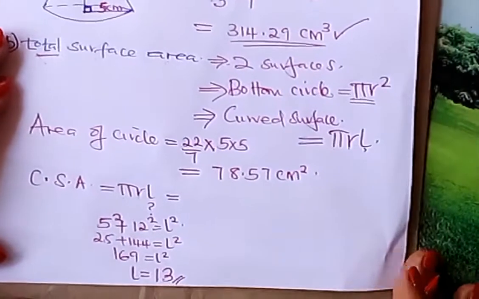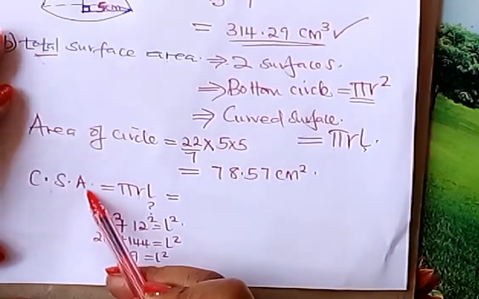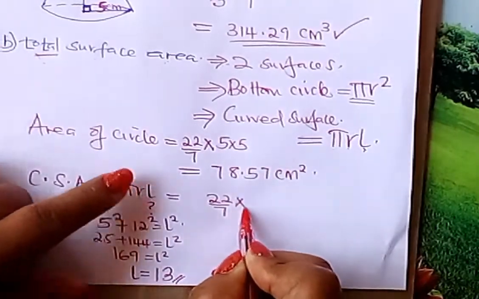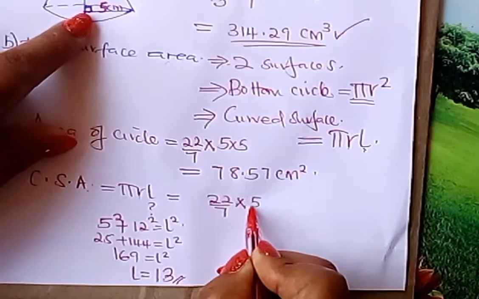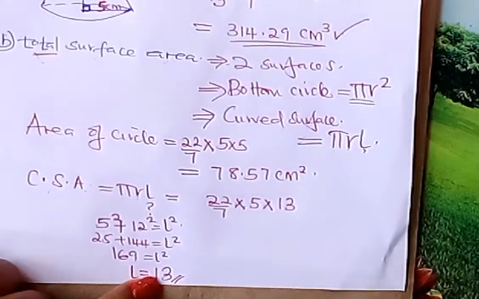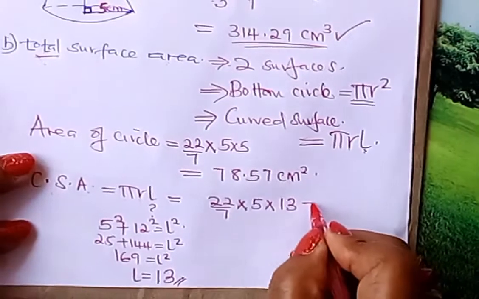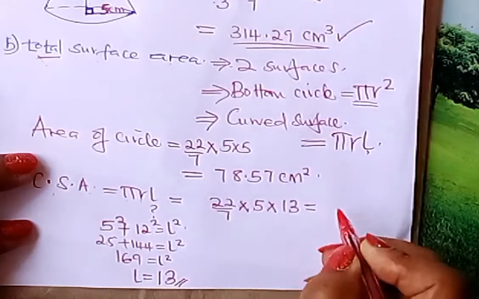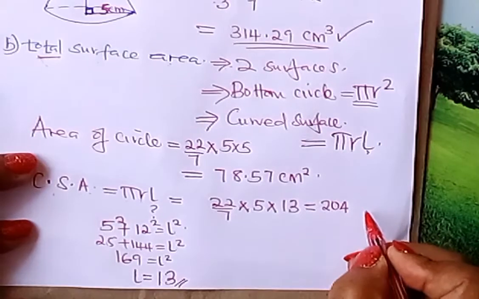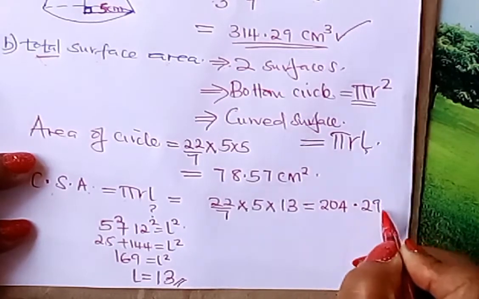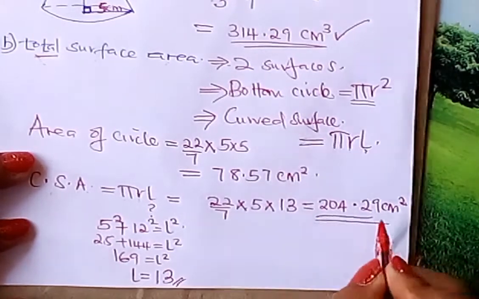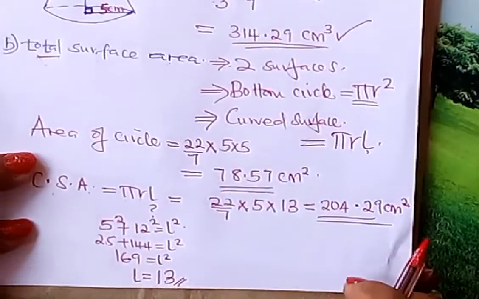So from there, you come now and get the curved surface area, which is pi 22/7 times the radius. Our radius is 5 times our L, which is 13. So you work out this nicely using a calculator, and you should get about 204.29 centimeters squared.